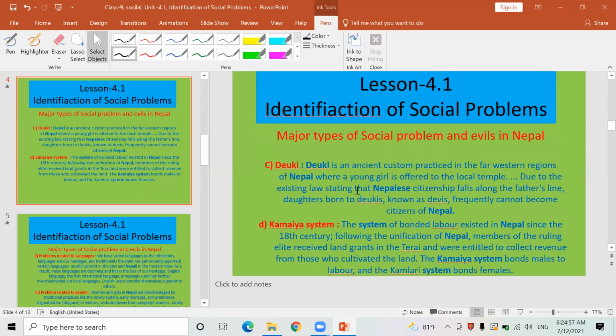Class 9, do you see the slide? I have not used the slideshow, I am showing you directly.